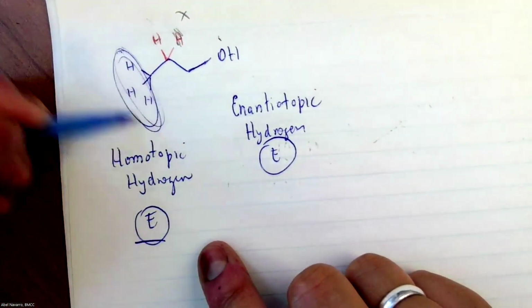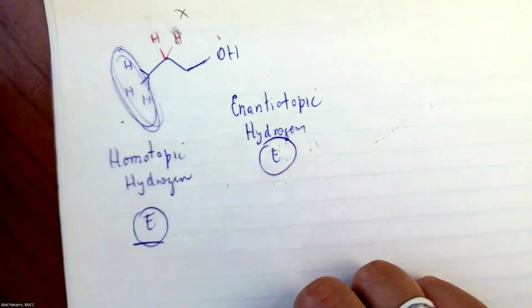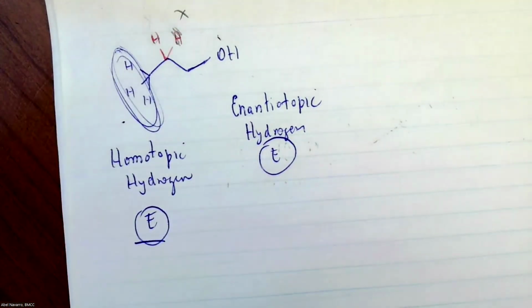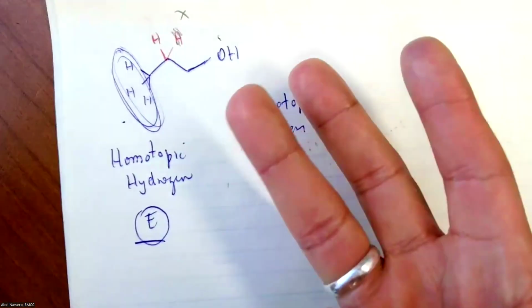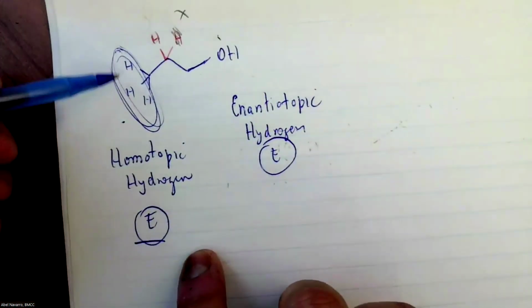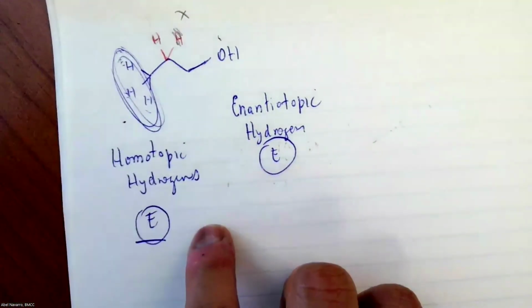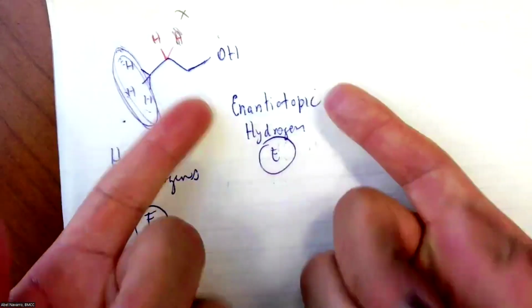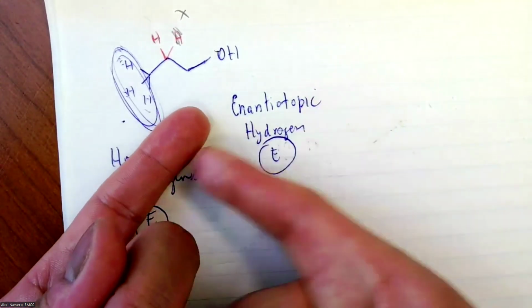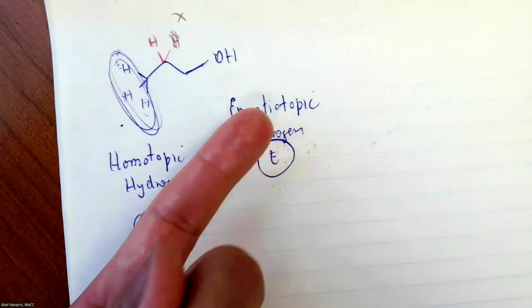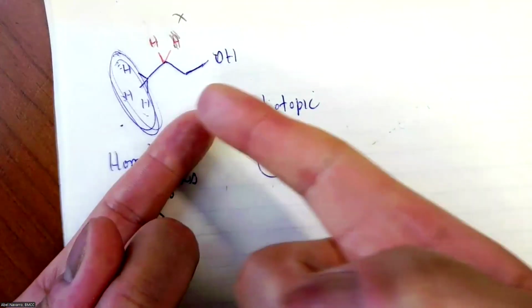Homotopic hydrogens are hydrogens, for example, CH3s. CH3, we call them homotopic hydrogens because it's a big group, CH3. Okay, so those are the hydrogens. Anytime that you say homotopic, is this homotopic? Yes, homotopic with respect to who? With respect to this one. You cannot say only one hydrogen is homotopic.